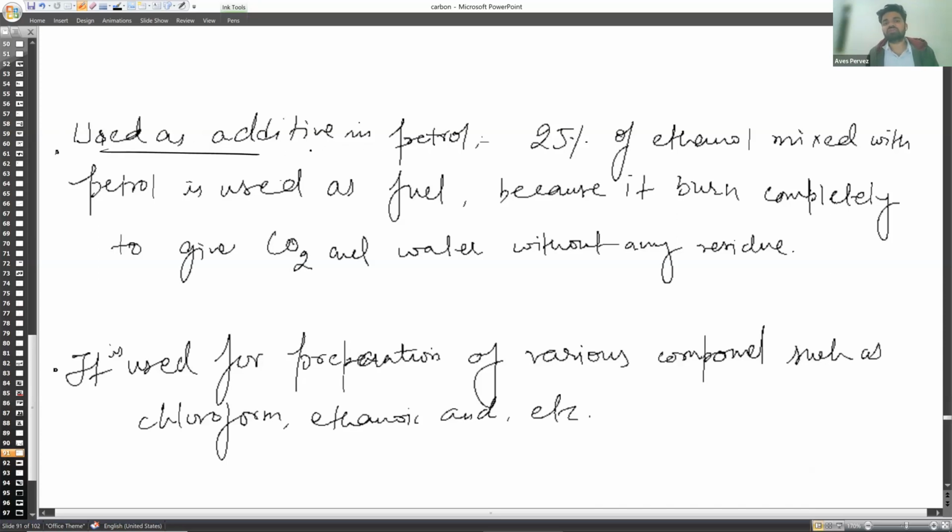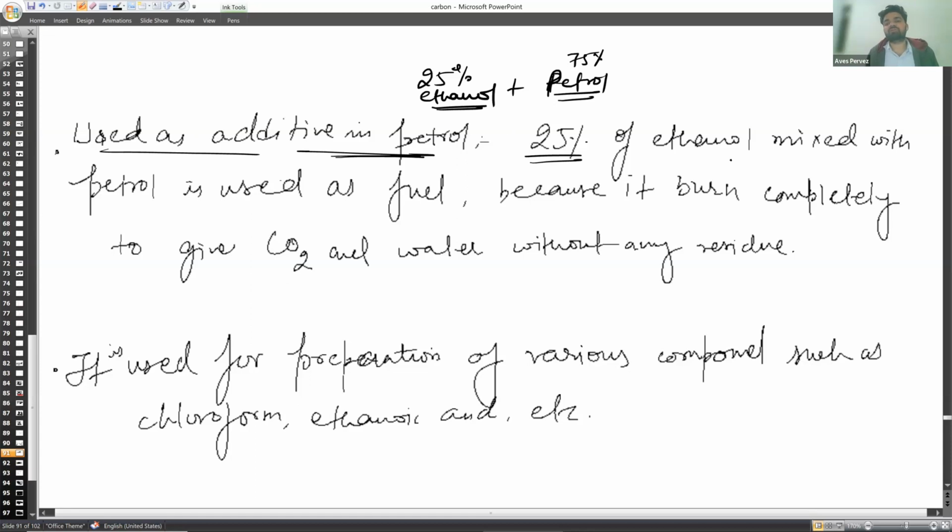It is used as an additive in petrol. When you add 25% ethanol, because ethanol is a clean fuel, when it burns it gives only carbon dioxide and water. It does not give any poisonous gas like sulfur dioxide. So, being a clean fuel, it is used as an additive in petrol. 25% ethanol is mixed with 75% petrol and used as a fuel.